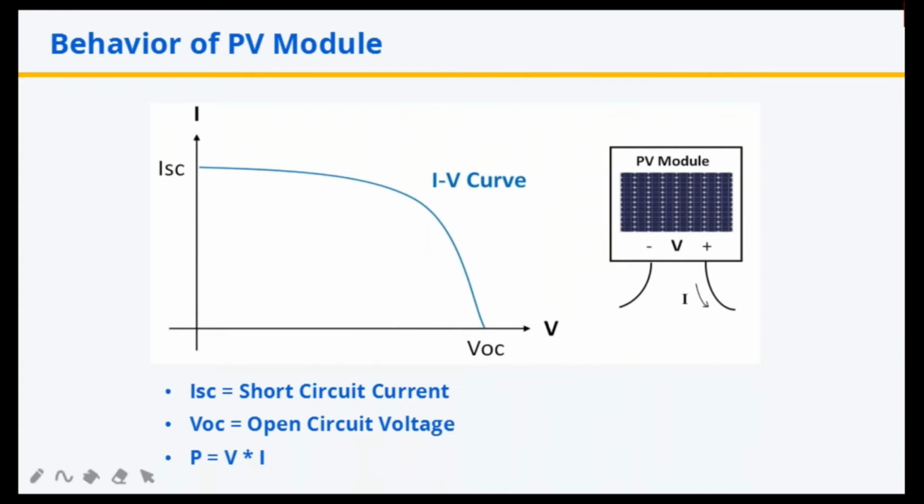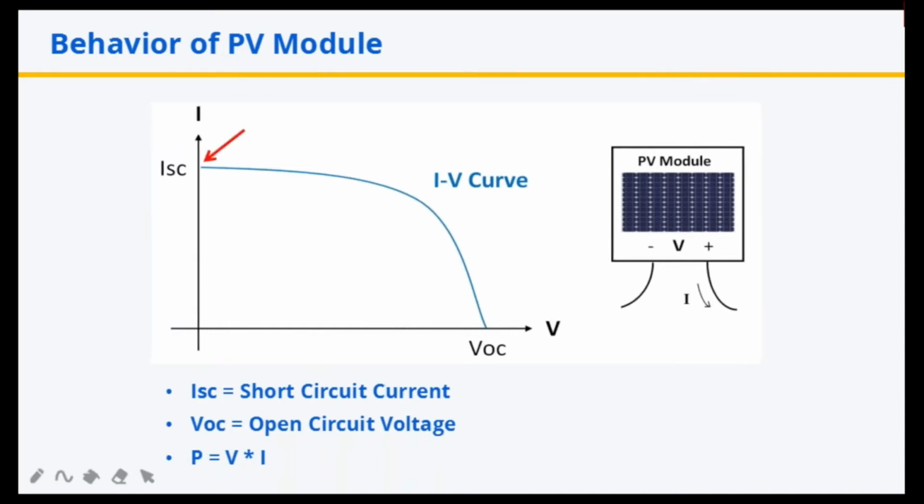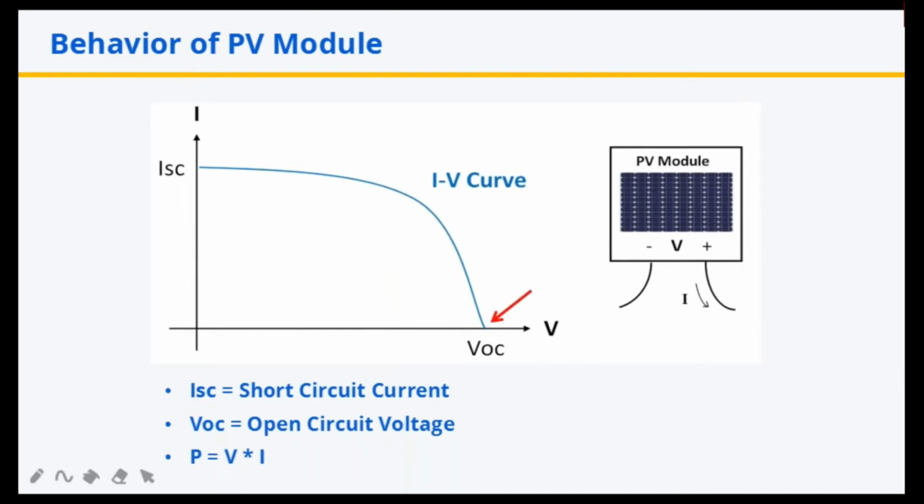There are 2 points on the IV curve which are of particular interest. The first point is where the voltage is zero. This happens when the output is shorted. In that case, the current has a maximum value denoted as ISC, which stands for short circuit current. The second point is where the current is zero. This happens when the output is open. The voltage at this point is denoted as VOC, which stands for open circuit voltage.